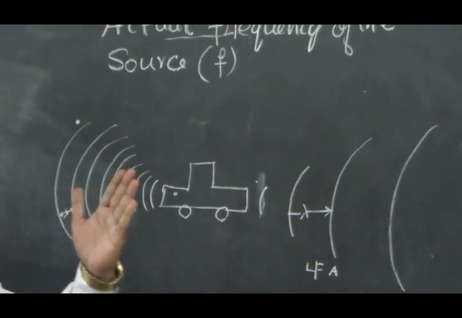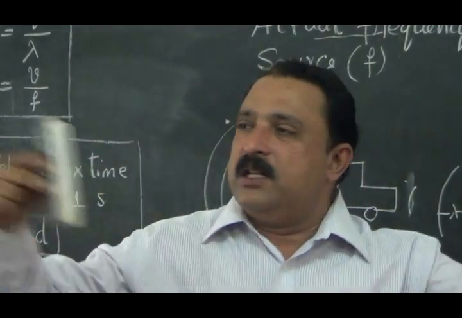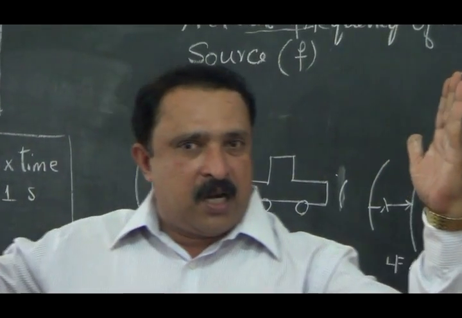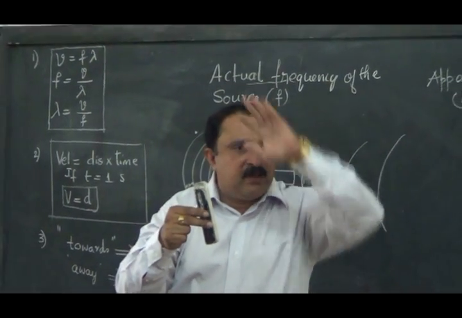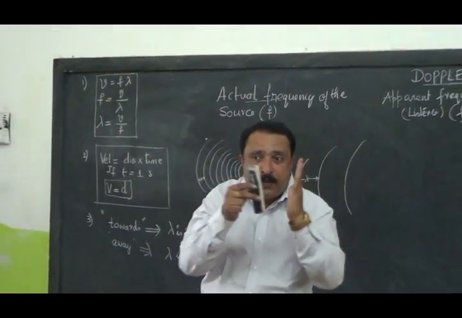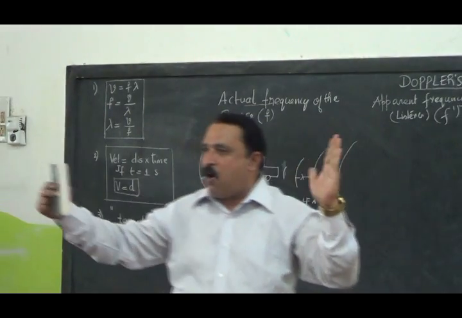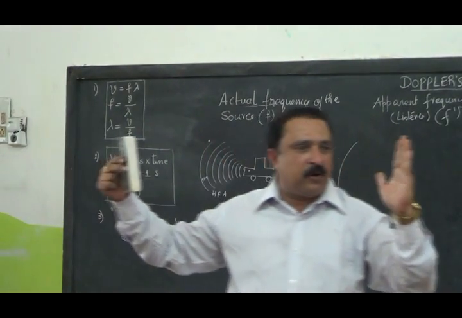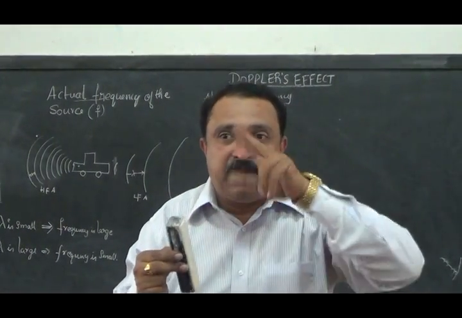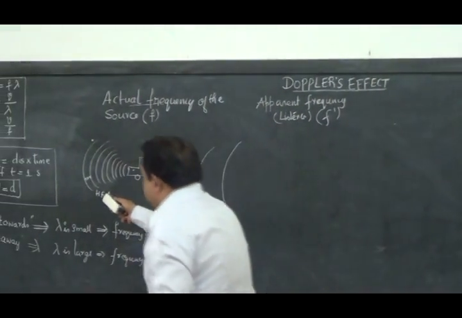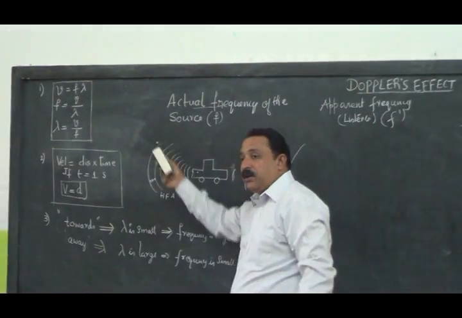As the source is coming towards the observer, this is the source, this is the observer. Now it is coming towards the observer. What happens to the waves? Sound waves, they get compressed. If the source makes sound, generates some amount of frequency and it is coming towards the observer, then the waves will have smaller wavelengths. Therefore the frequency in that particular region is high.